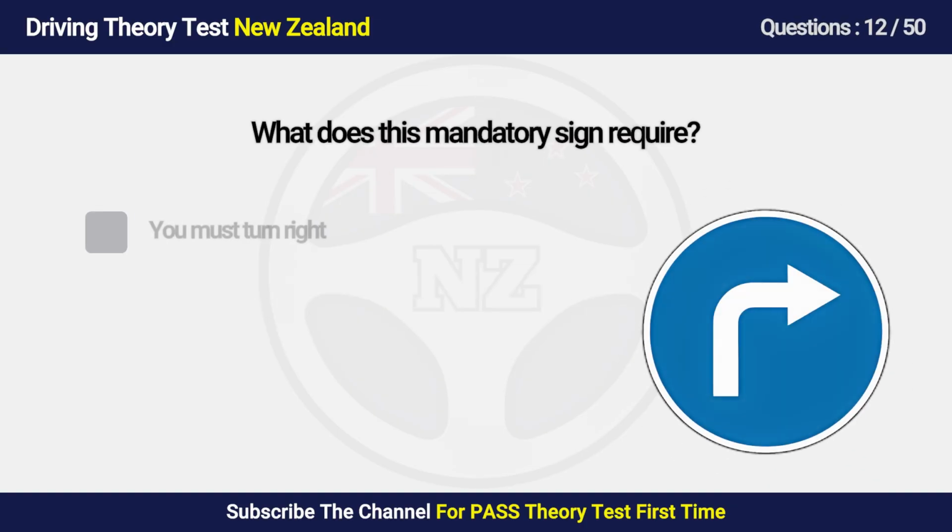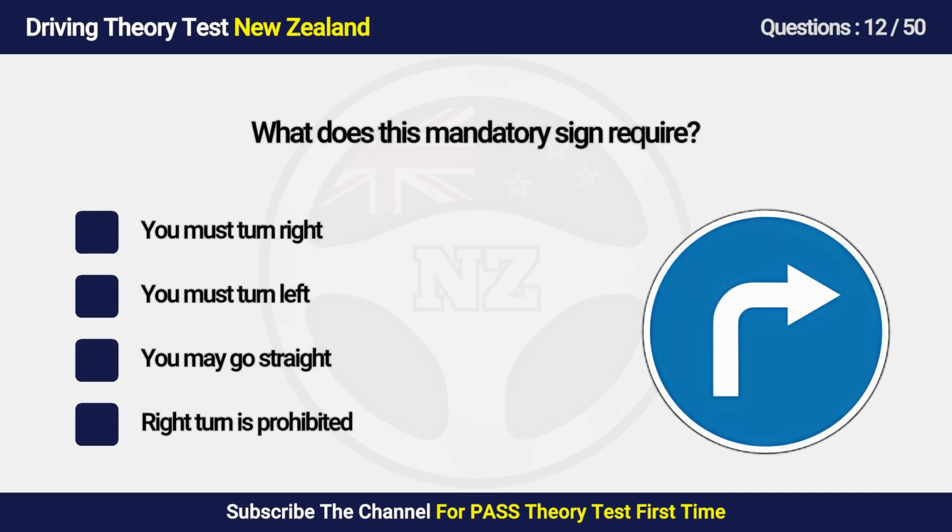Question 12. What does this mandatory sign require? A, you must turn right. B, you must turn left. C, you may go straight. D, right turn is prohibited.